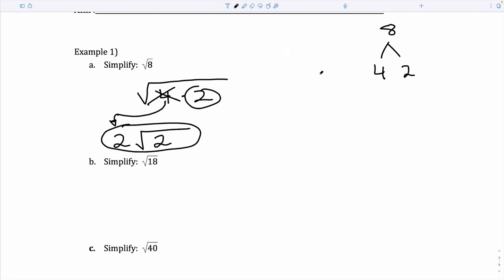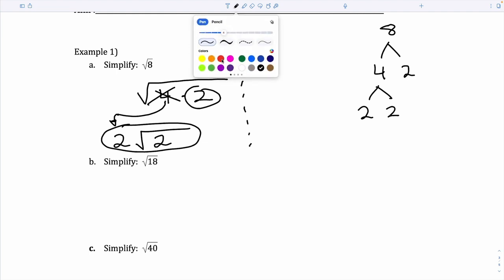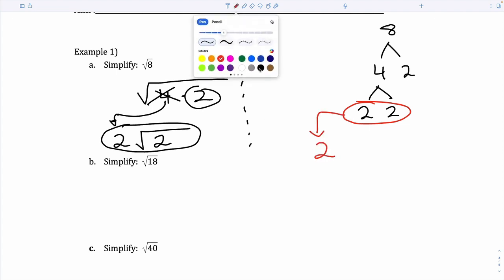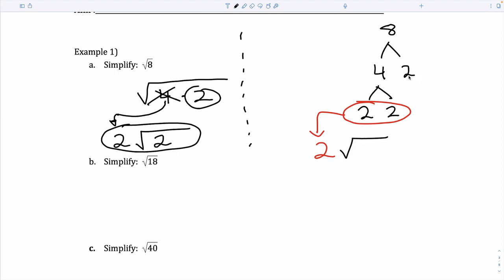I'm going to show you another method. If you don't like looking for square roots, you can simplify this entire thing and do the full factor tree. Do 2 and 2. So my factors are 2, 2, and 2. I'm hunting for any double numbers. Well, there's a double 2. So I'm going to take this double 2 and put it outside of the square roots. Take your single 2 and put it inside.